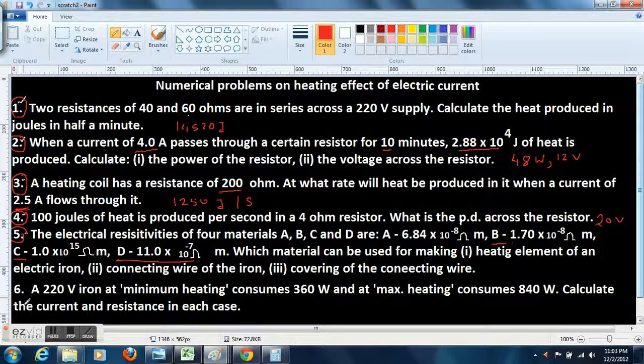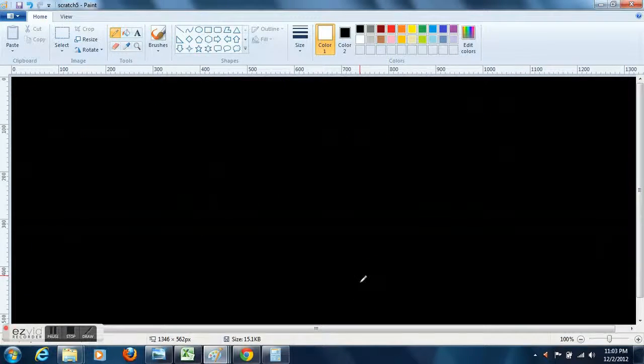Now let us go to the numerical problem number 6. A 220 volt iron at minimum heating position consumes 360 watt and at maximum heating position consumes 840 watt. Calculate the current and resistance in both cases. So let us separate it out, one for the minimum and one for the maximum.